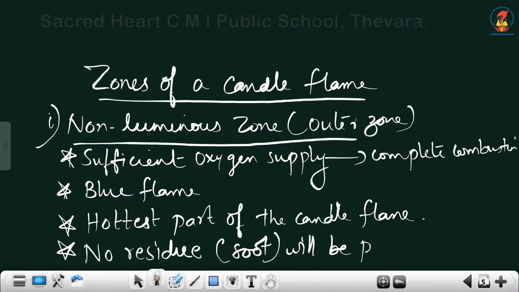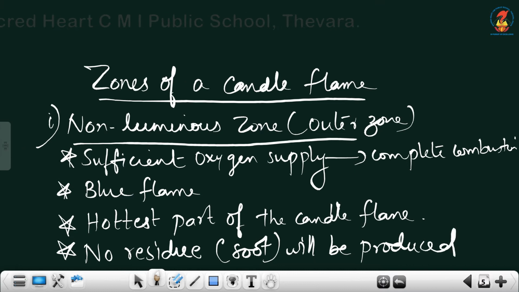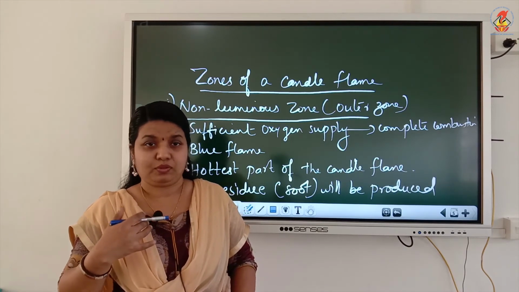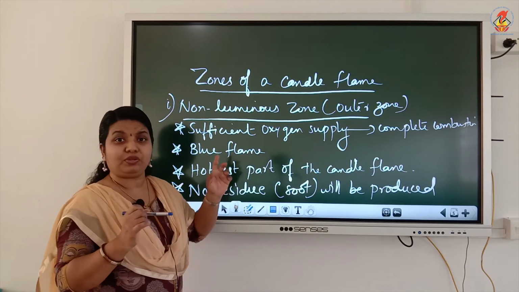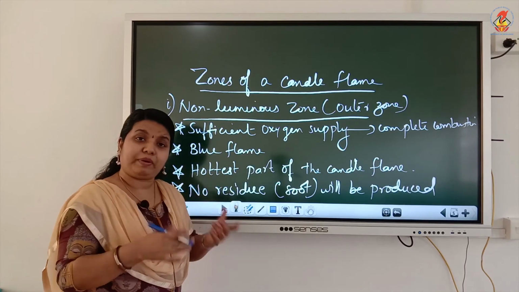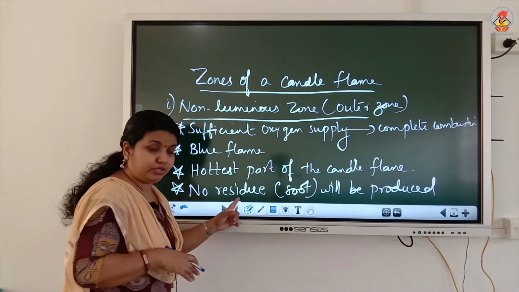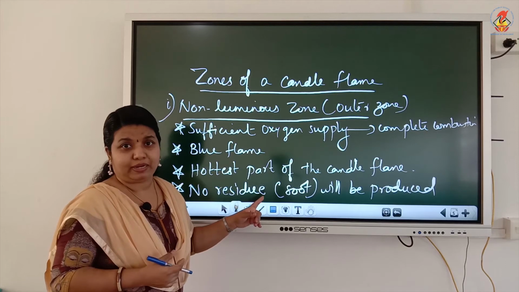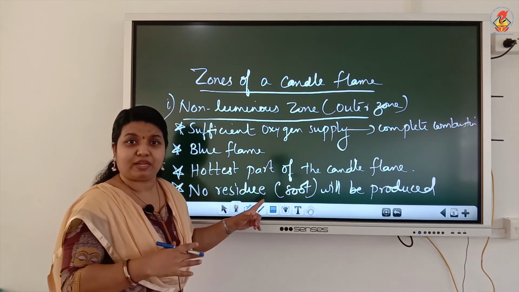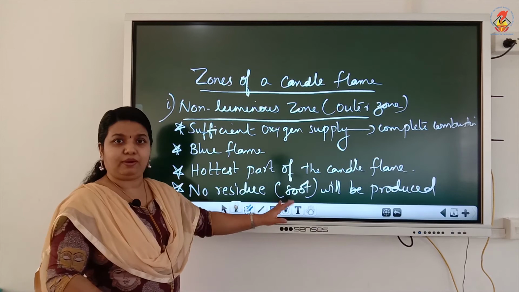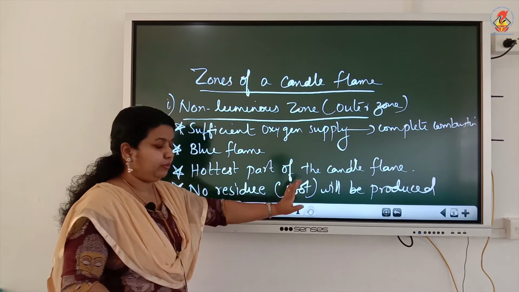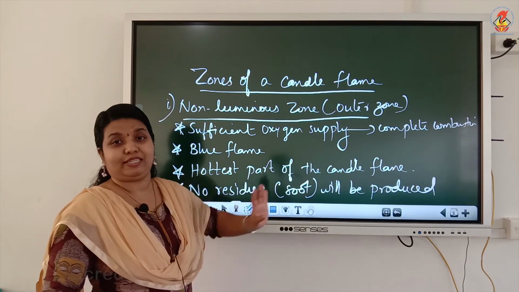What is this soot or residue? You might have seen soot formed on vessels which are kept for cooking curry. So here the combustion is complete. So there are no unburned carbon particles. All the particles are getting burned. So there is no residue left. Actually the soot that you get is the leftover carbon particles, the carbon particles which are left unburned. Here there is no unburned particle. All the particles are getting burned. So what happens? There is no residue or soot produced on objects placed in this zone.